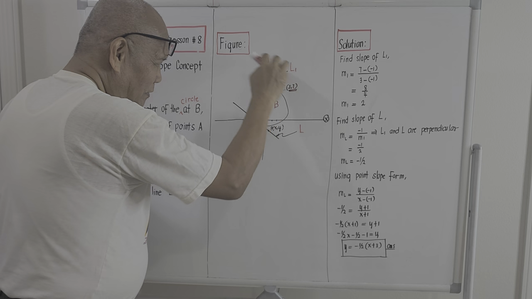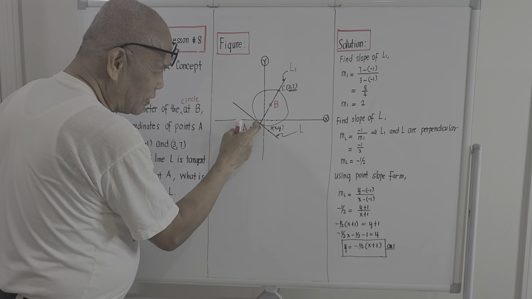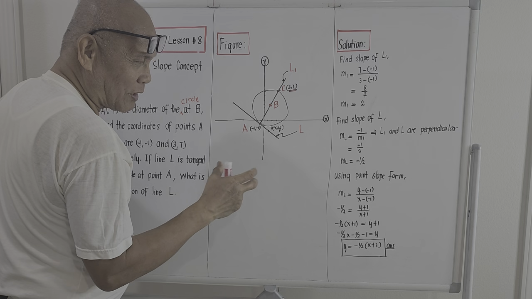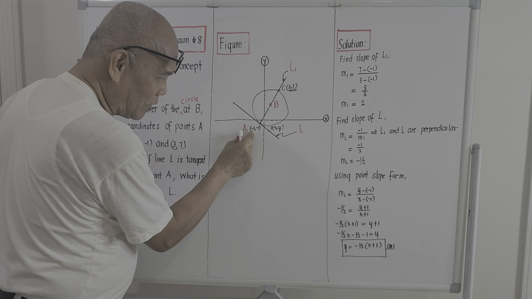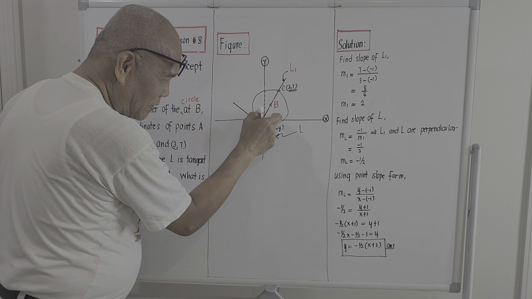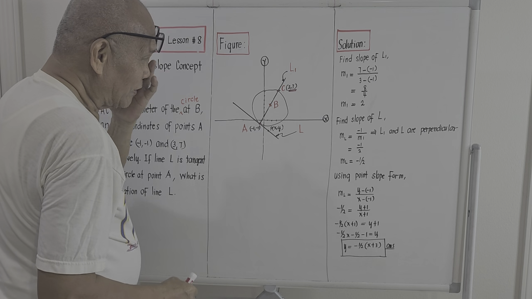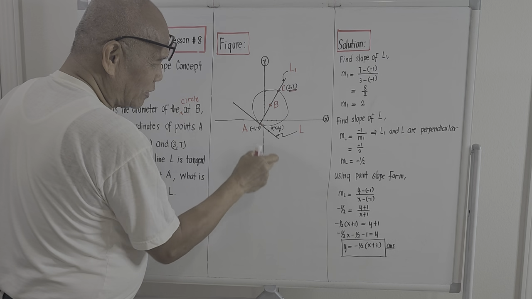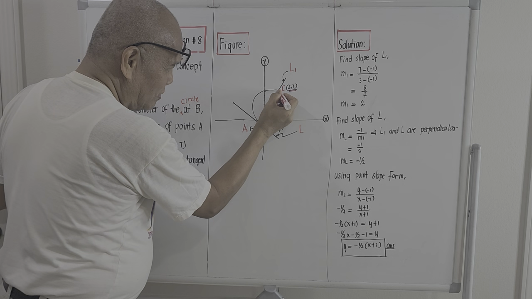We are given a circle, and the endpoints of the diameter are points A and C, in which the coordinates of the two points are given. For point A, it's negative 1, negative 1, meaning the abscissa is negative 1 and the ordinate is negative 1. They are both negative, so it lies in the third quadrant. The other point is point C. The coordinates are 3 and 7, like what I said, this is 3 and this is 7.